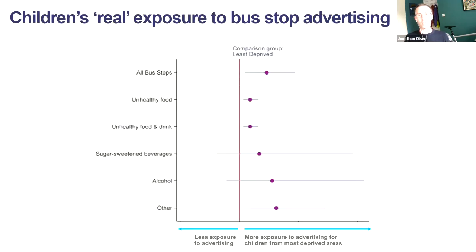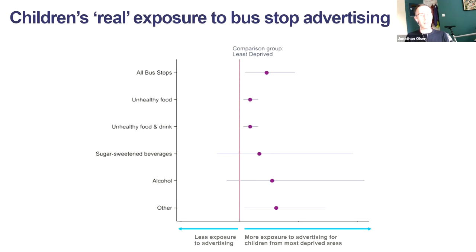So moving on to the results of that exposure analysis, this chart presents the differences in exposure to advertisement categories between the most and least deprived groups. So down the centre, we have the least deprived. If it's to the left, there's less exposure to advertising in the most deprived compared to the least deprived. If we move to the right of the line, children from the most deprived area have greater exposure than those in the least deprived.